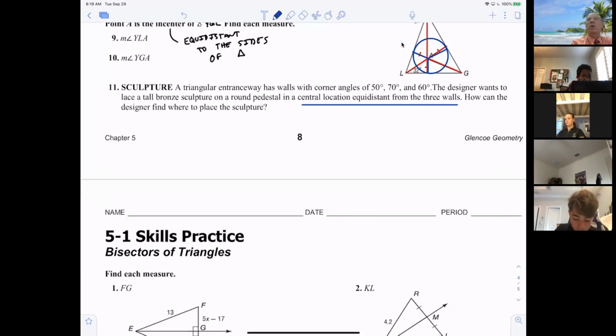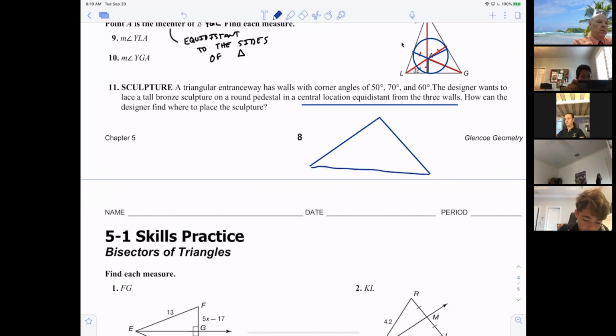How can you find where you should put the sculpture? Easy. Find the incenter. That's exactly correct. So if you have some type of triangular room, and you wanted equidistance from the three walls, that would be the incenter. Incenter. That's exactly correct.